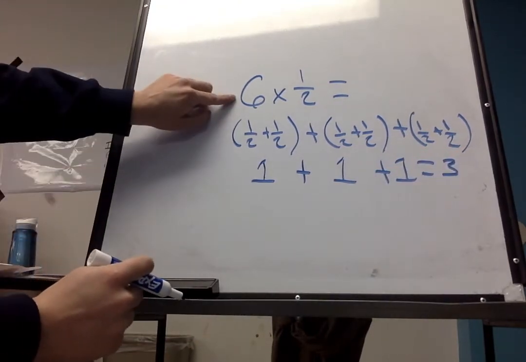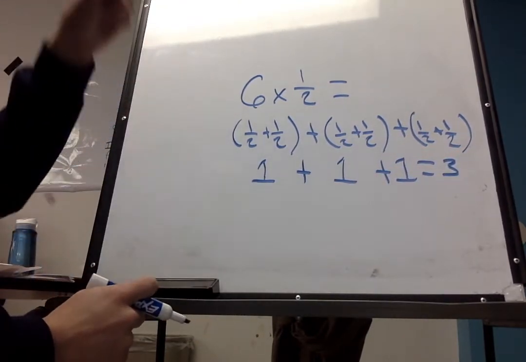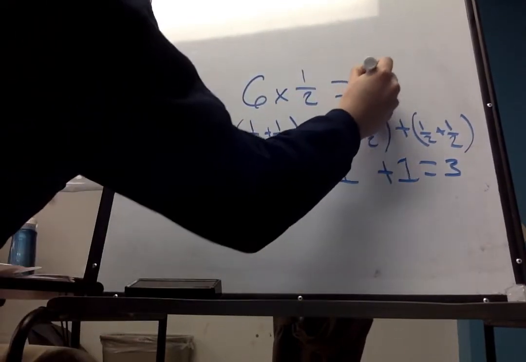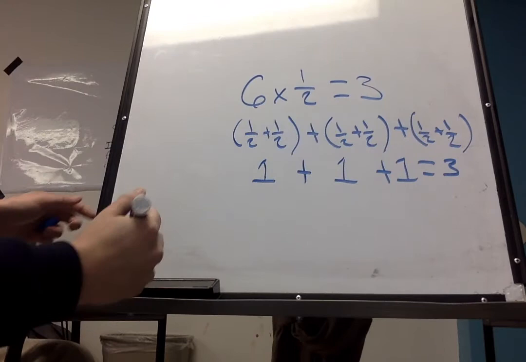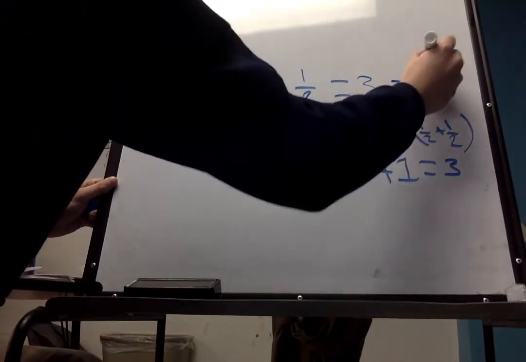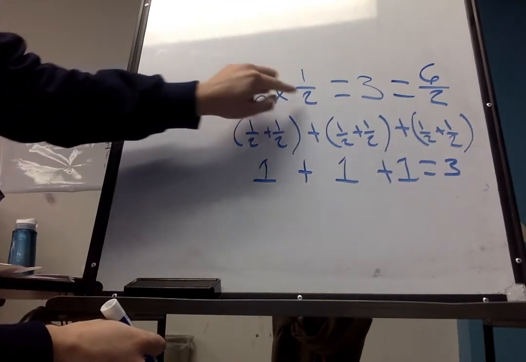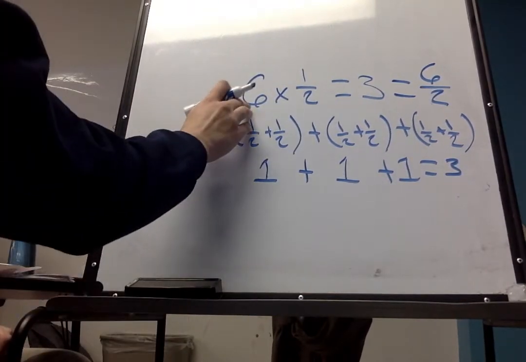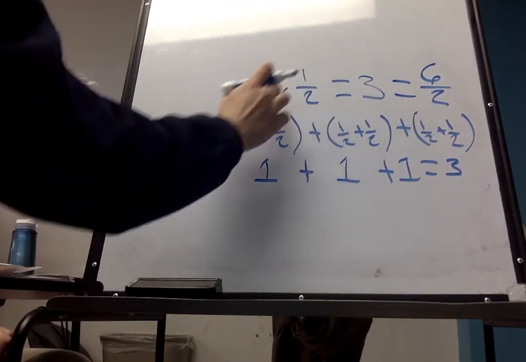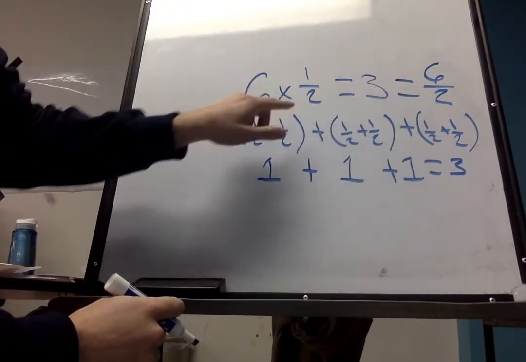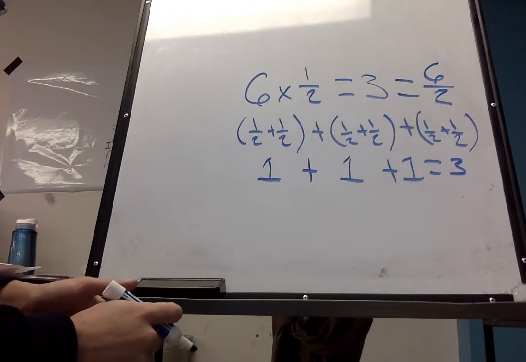And it's the same thing with 6 multiplied by 1/2. We have 6 multiplied by 1/2 is 3. It's also equal to 6 halves. Because when we're multiplying a whole number by a fraction, we only multiply the whole number with the numerator. So 6 times 1 is equal to 6, and our denominator is going to stay the same.